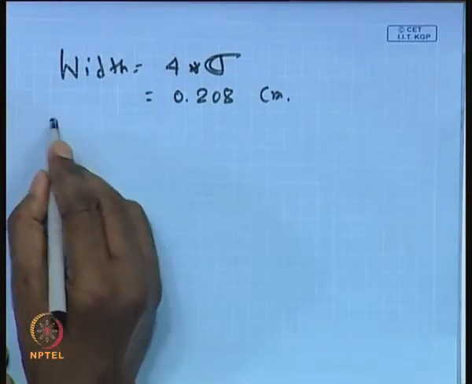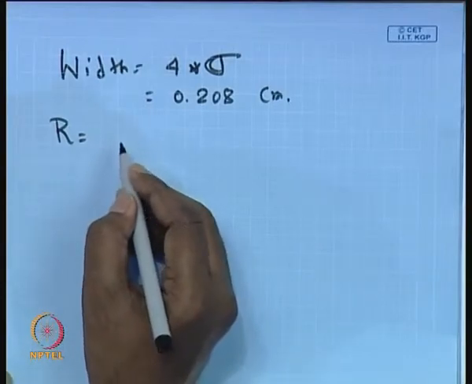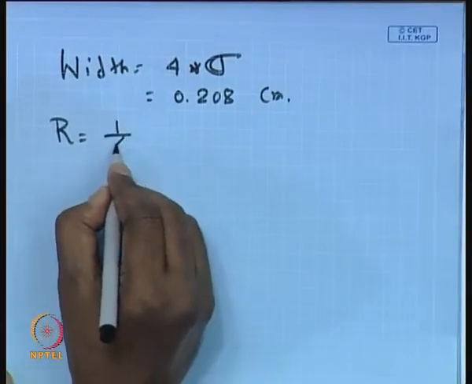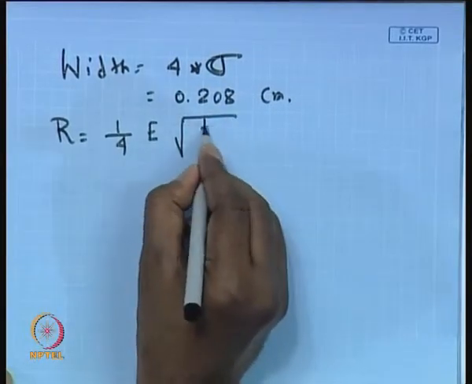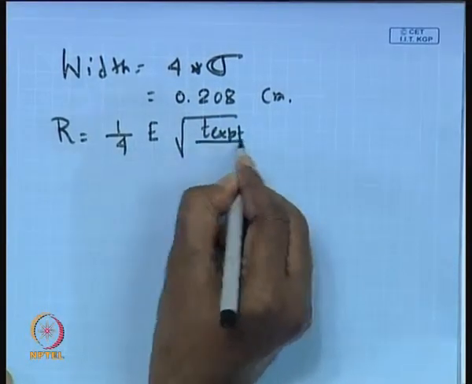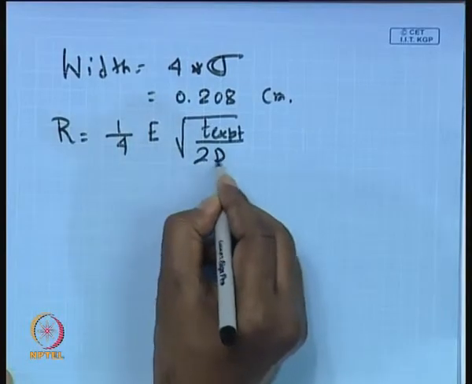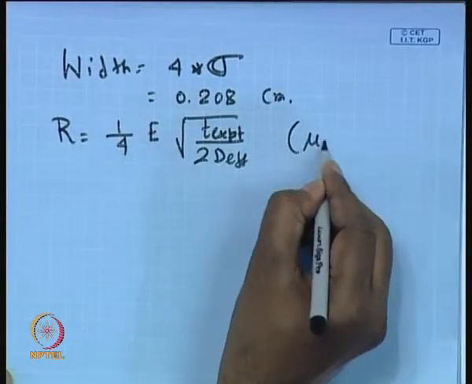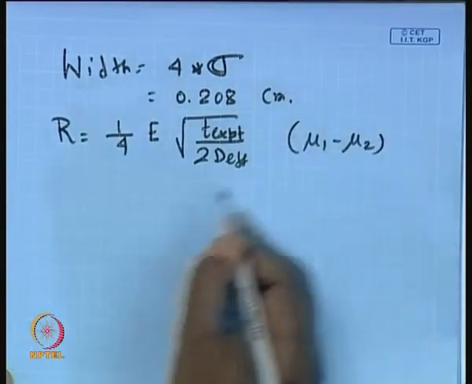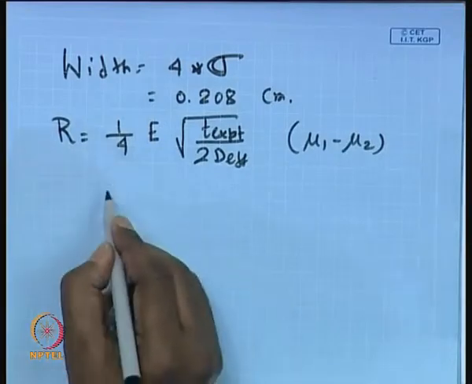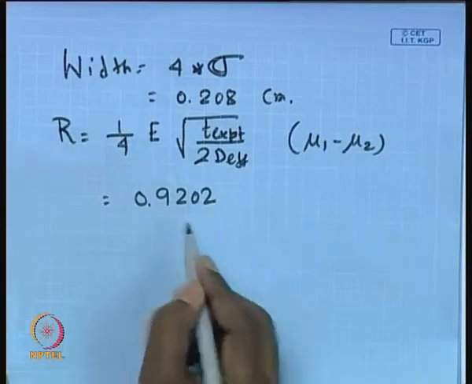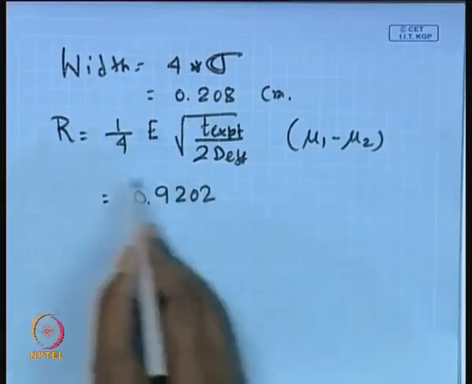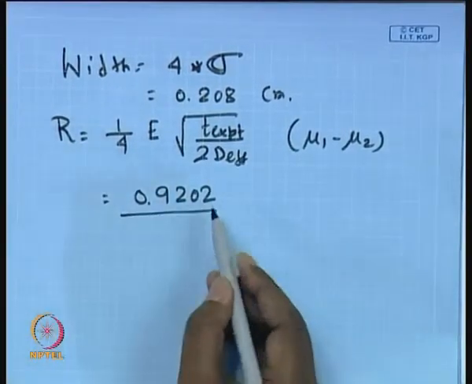Then you can look into the expression of resolution. The expression of resolution becomes 1 by 4 times E under root T experimental divided by 2 D effective, multiplied by mu 1 minus mu 2, and if you put in the various values, this turns out to be 0.9202.